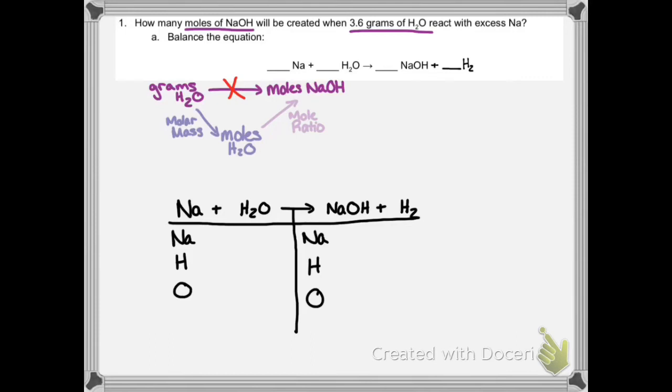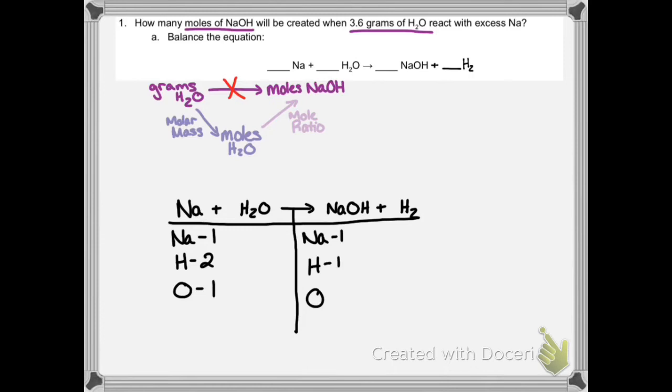Now, if I'm taking a look at my sodiums, how many sodiums do I have? I have 1. How many hydrogens do you have on your reactant side? That's right, you got 2. How many oxygens do you have on your reactant side? Perfect, you guys are experts at balancing equations. We got this. How many are on the product side for sodium? Awesome, 1. How many hydrogens do you have on your product side?